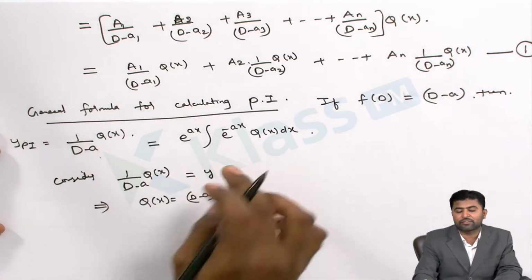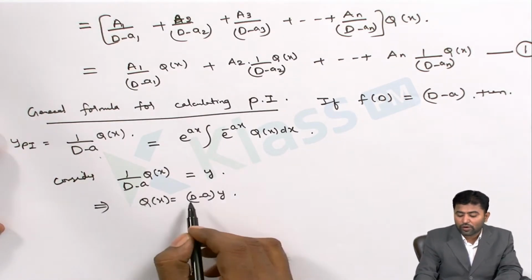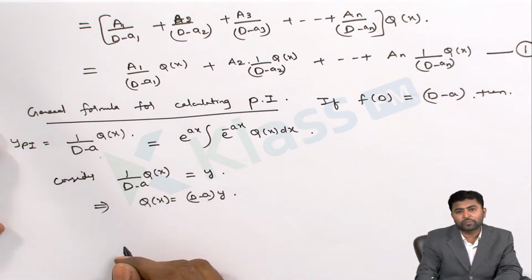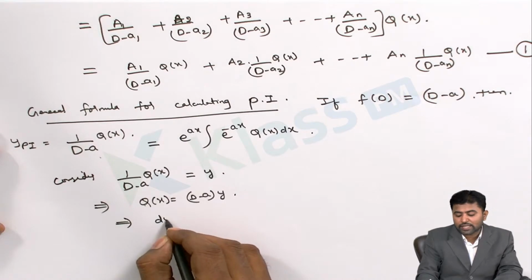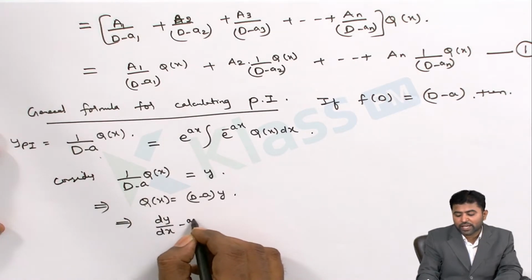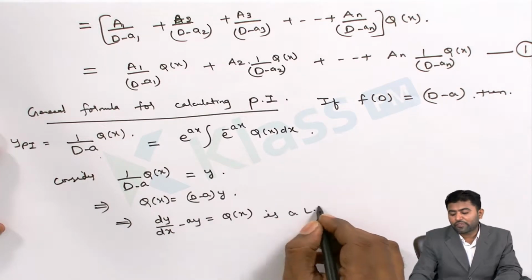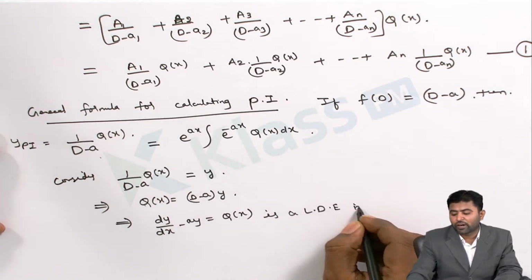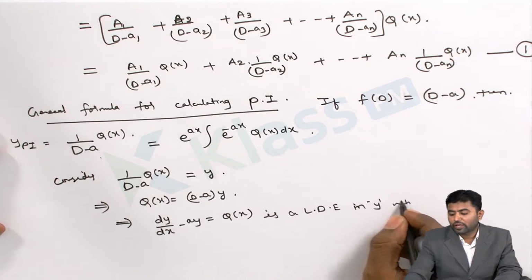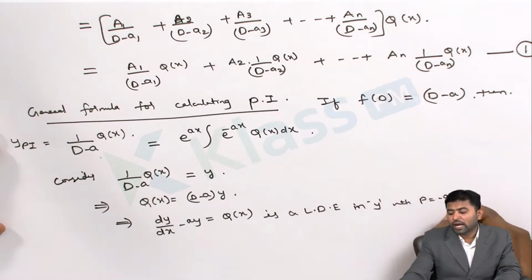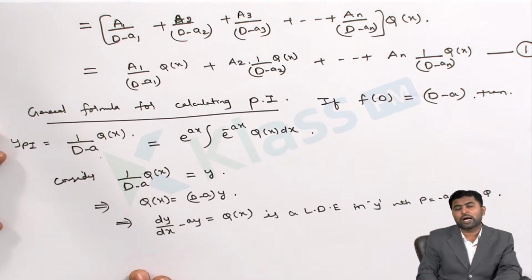I'm supposing this as y. Okay. So q of x is equal to d minus a into y. Then I can write this as dy by dx minus ay is equal to q of x, which is clearly a linear differential equation in y with p equal to minus a and q is equal to q. In place of p, I have minus a and q is q.